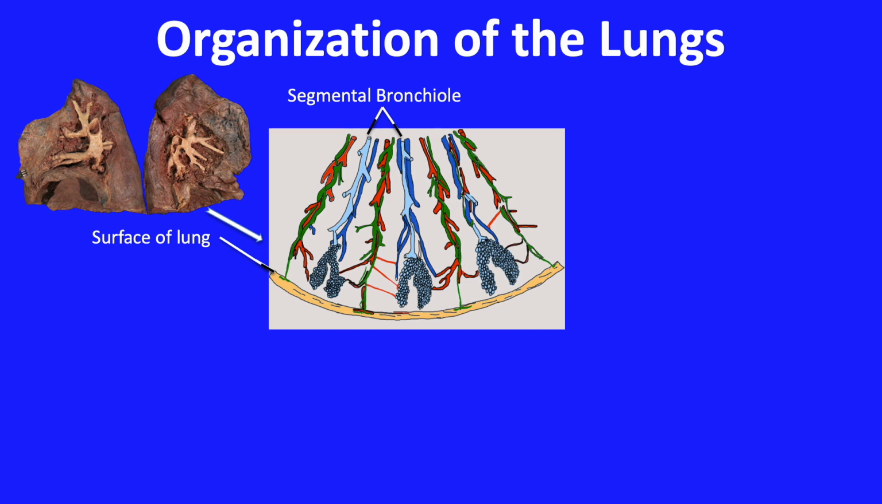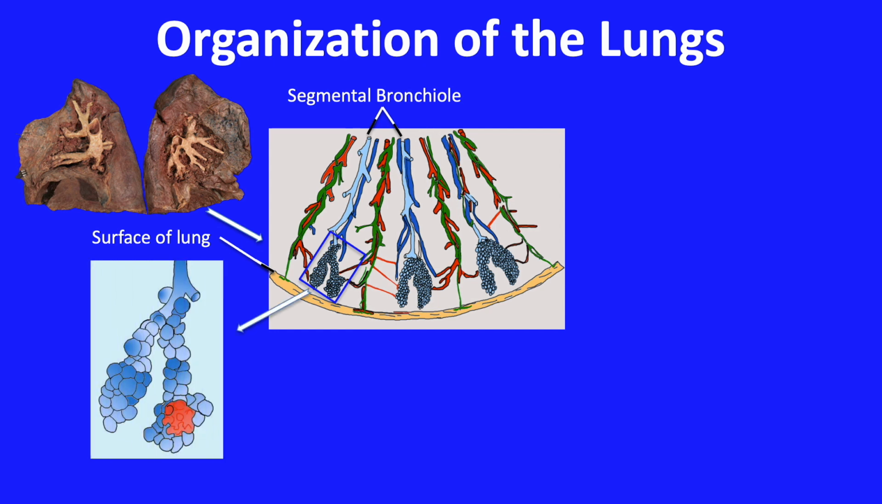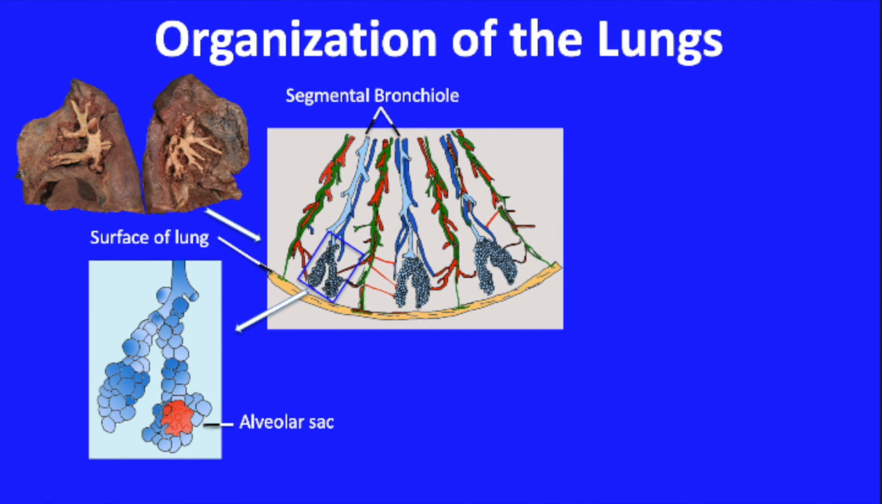Microscopic examination reveals that each segmental bronchus observed with the naked eye defines a bronchopulmonary segment. Within a bronchopulmonary segment, the segmental bronchioles branch into numerous respiratory bronchioles that ultimately terminate into sac-like structures. These sac-like structures are called alveolar sacs, and each consists of numerous individual alveoli.